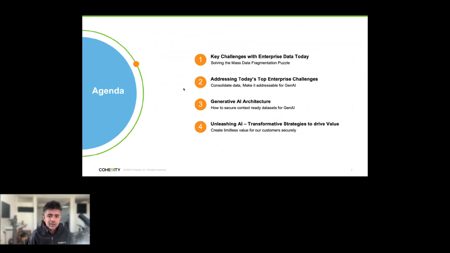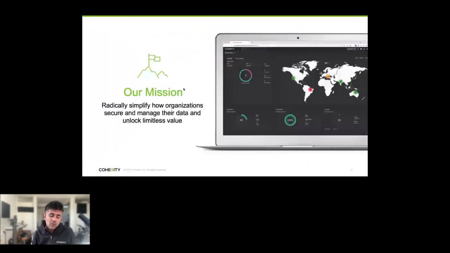We're going to take a look at how we address the enterprise challenges. How do we actually move from a point where we have all of these different silos? How can we consolidate it? How can we make it prepped for generative AI? And then we're going to take a look at the architecture itself, as well as use cases around where it makes sense to drive a TCO and ROI for our personas. And ultimately, how can we actually bring the architecture, the solution, as well as the problem statement to where customers can experience limitless value?